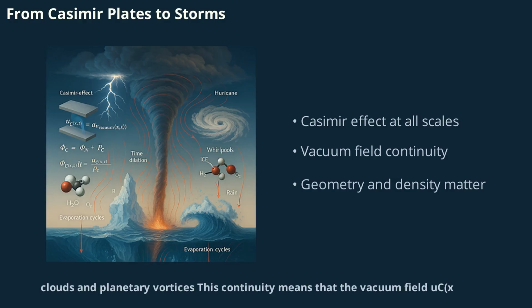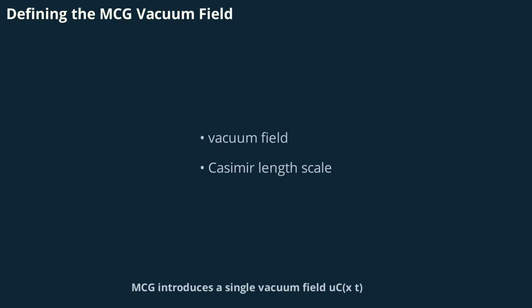This continuity means that the vacuum field UC(x,t) flows seamlessly from nanoscales to macroscales, always responding to geometry, density, and electromagnetic fields. MCG introduces a single vacuum field, UC(x,t), whose behavior is determined by the effective Casimir length scale, L_eff, and the material's susceptibility, chi-MCG. Whether we're talking about atomic lattices, water droplets, or storm clouds, the same formula applies.